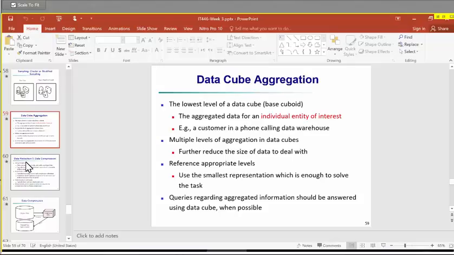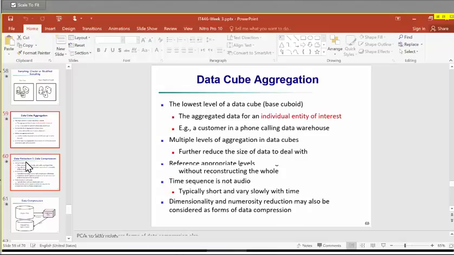Now, multiple levels of aggregation in the data cubes can be there. We can further reduce the size of the data to deal with it, and also we use appropriate levels where we use the smallest representation which is enough to solve any given task. And there are some queries regarding the executed information, and they should be answered using the data cube whenever possible, and it becomes easy and fast in the data warehouse.